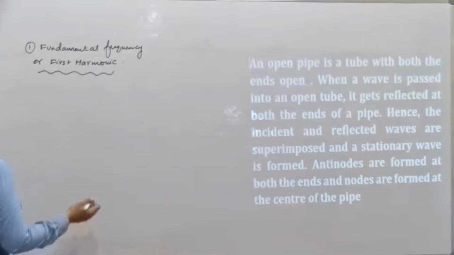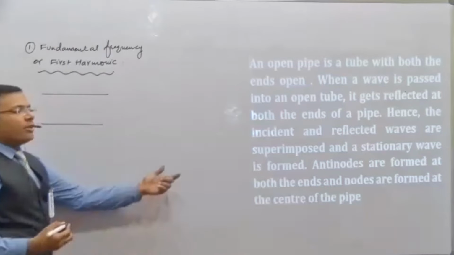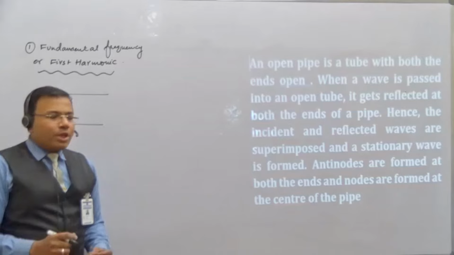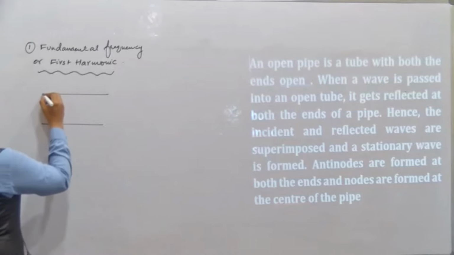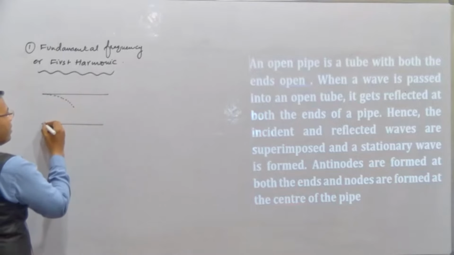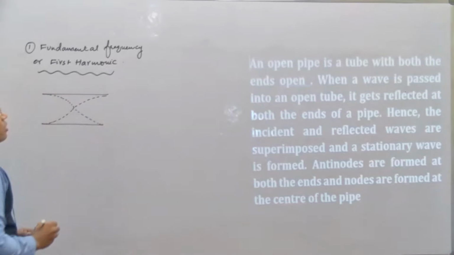Now for this, we are considering one pipe. And as per the definition of the open pipe, always antinodes are formed at the open end. So for that, we consider it like this. This is an antinode. The wave is getting reflected at both the ends. And this is the first situation we need to study.